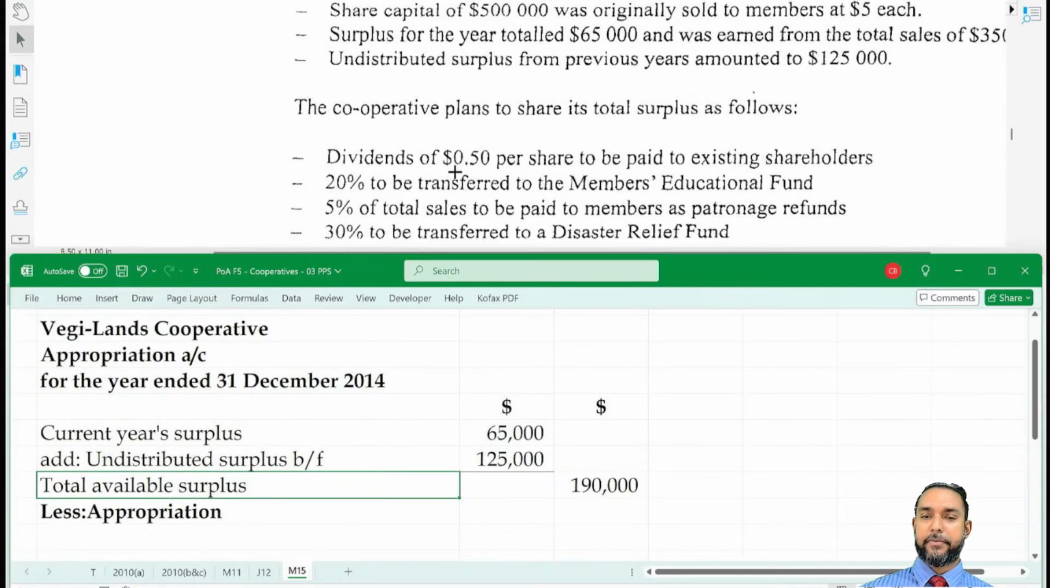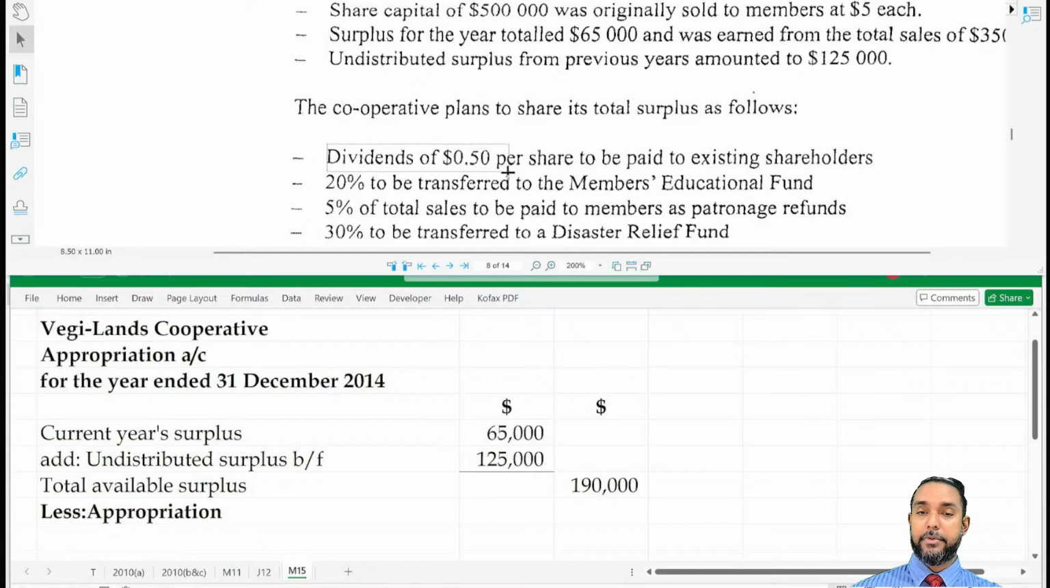Right, so this says 50 cents per share. The top line here says the share capital of $500,000 was originally sold to members at $5 each. To raise $500,000 by selling shares, each share you're selling for $5, the total number of shares is formed by dividing $500,000 in total by $5 per share, which gives us 100,000 shares. And then multiplying that by the dividend payout per share. So 100,000 by 0.5.